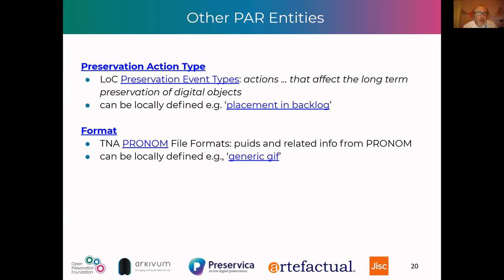We talk about preservation action types. We have described them as using the Library of Congress's preservation event type controlled vocabulary. So these are really just the actions that you take that are relevant to digital preservation. You don't have to use the Library of Congress controlled vocabulary. I've provided a link here in the slides, which goes to an example in Archivematica, where there's a preservation action that can happen that's specific to Archivematica, that's not listed in the controlled vocabulary. You can do that with PAR.